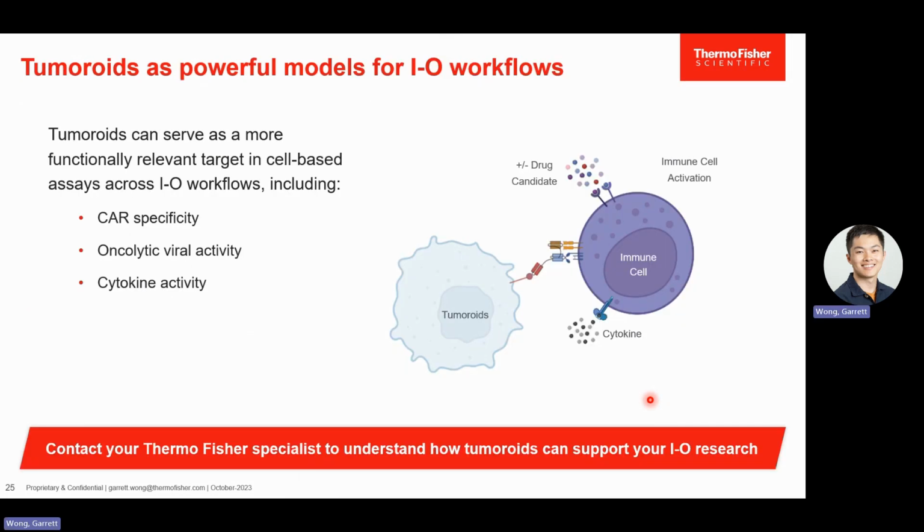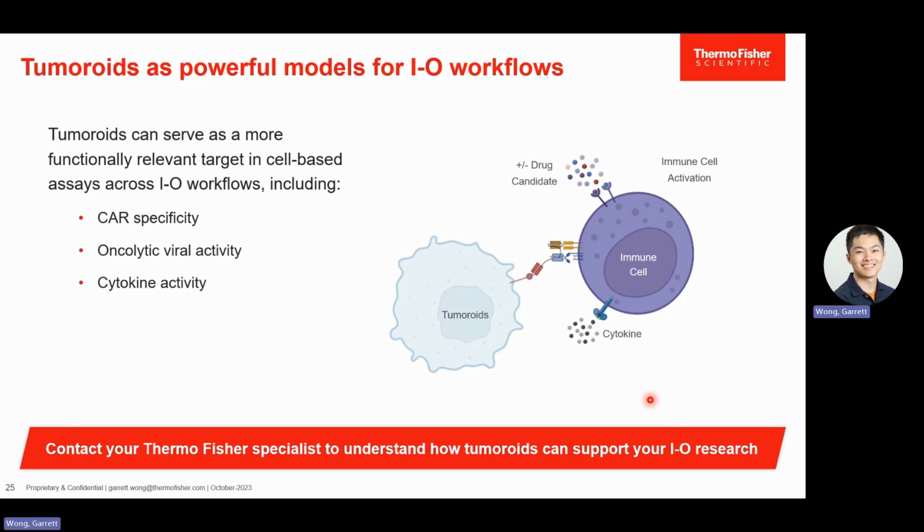While in this example we used primary NK cells as the effector cells, different immune cells can be used. So this could be easily translated to CAR NKs, CAR Ts, or any other type of immuno-oncology workflow. It just requires some of the parameters to be changed.